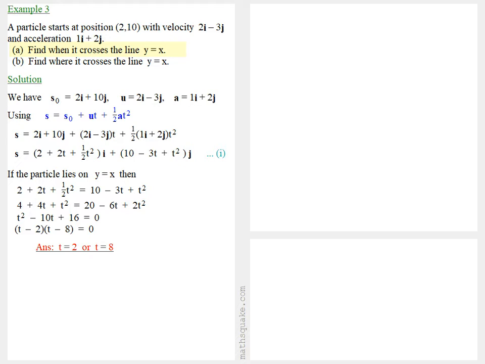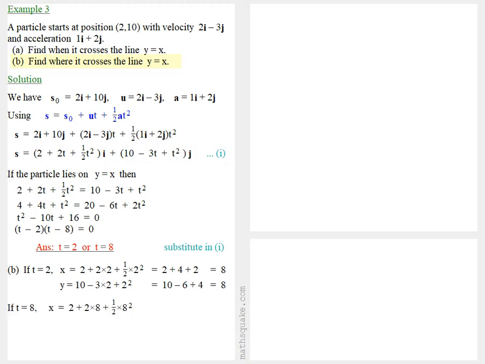Now in part B, we're asked to find where it crosses the line y equals x. Now we can substitute both those values into equation 1. If we substitute t equals 2, then we get x equals 2 plus 2 times 2 plus a half times 2 squared, which is 2 plus 4 plus 2, or 8. If we substitute for y, we get 10 minus 3 times 2 plus 2 squared, which is 10 minus 6 plus 4, which is also 8.